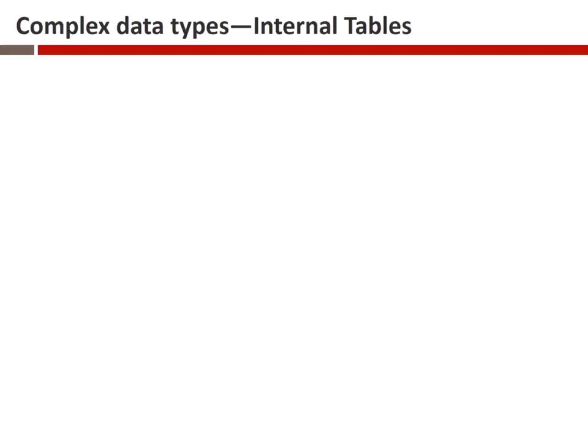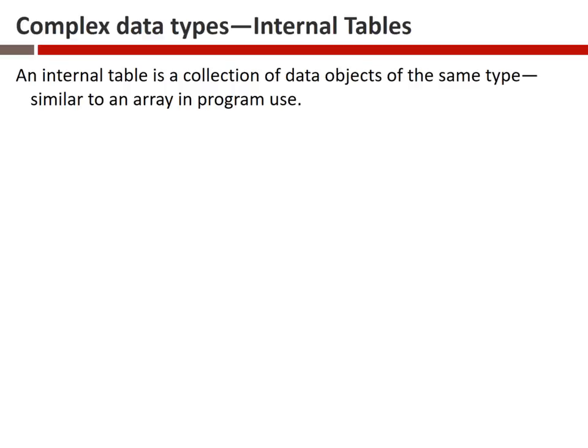but really a new kind of data type, which is an internal table. Fun fact about ABAP, we do not have arrays in ABAP. They don't exist as a data type. So what do we have that would be similar to arrays? We have an internal table. And an internal table is a collection of data objects that all have to be of the same type.